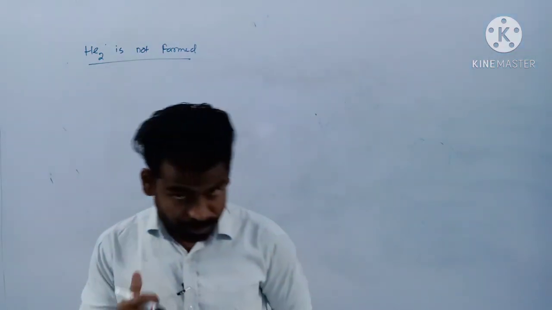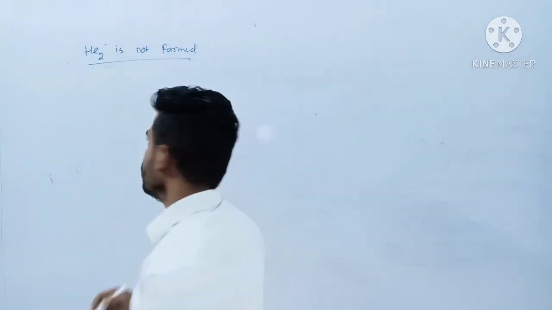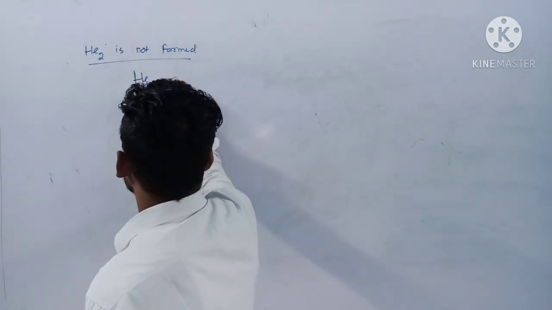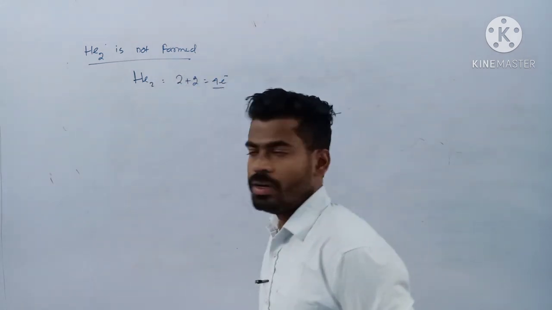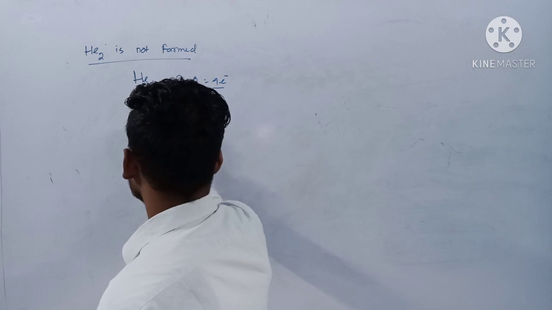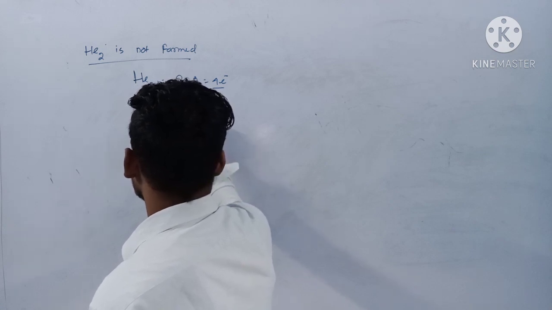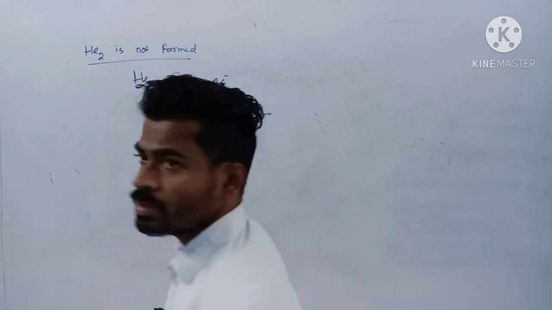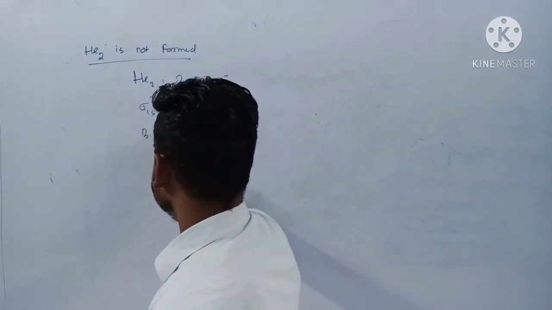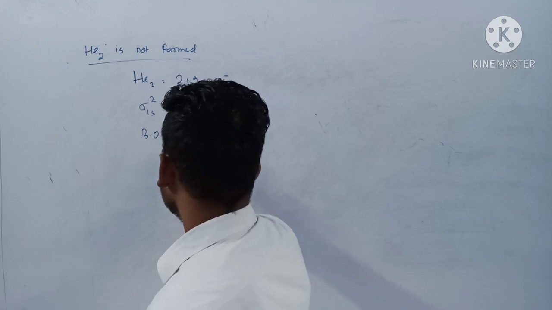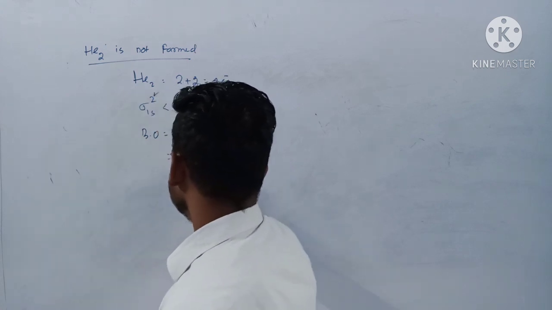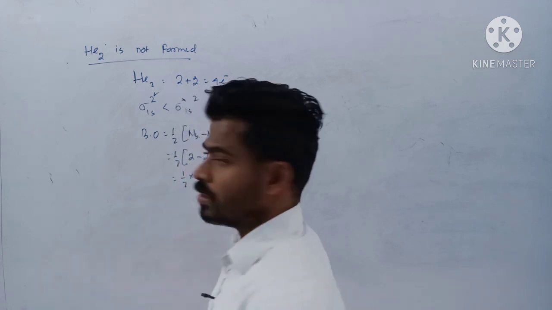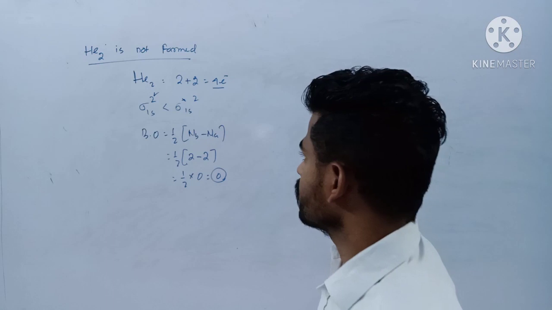I have to explain it through molecular orbital theory. In He2, how many electrons in total? He2, that is 2 plus 2, that is 4 electrons. So 4 electrons can be arranged like σ1s2, σ*1s2. If you calculate the bond order, half into Nb minus Na, half into the number of bonding electrons 2 minus the number of antibonding also 2, so half into 0, that is the bond order is 0. That means there is no bond between helium atoms.